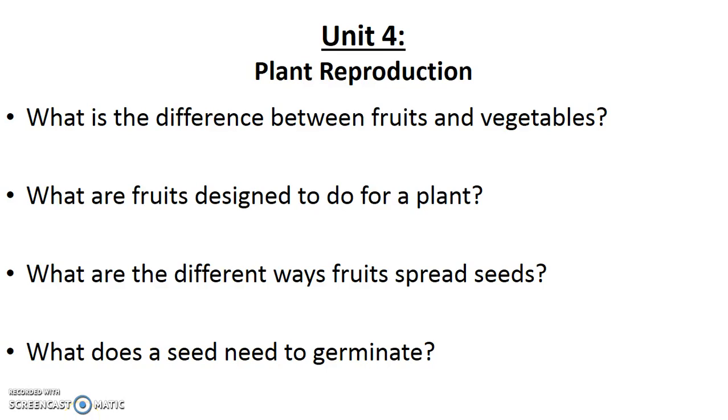Hey everybody, it's Mr. Mazzoro, and today I'm going to talk to you about fruits and vegetables, specifically what the difference is between a fruit and a vegetable, why plants make fruits, and what those fruits are designed to do for the plant. Specifically, they're designed to spread the seeds, so we'll talk about how they're designed to spread the seeds. And lastly, we're going to talk about once those seeds are spread, how germination occurs.